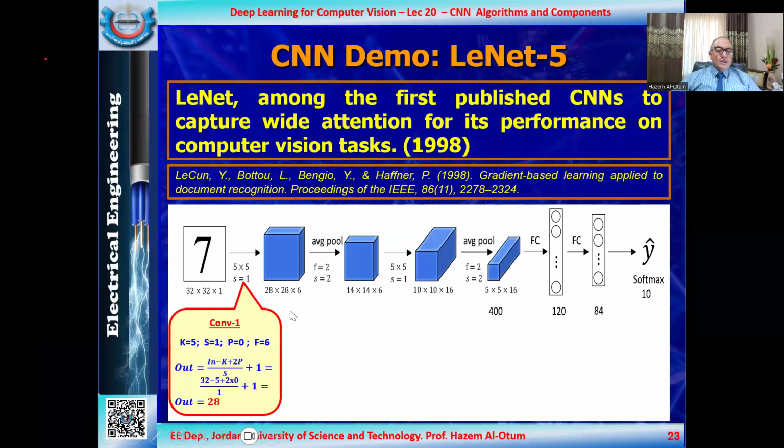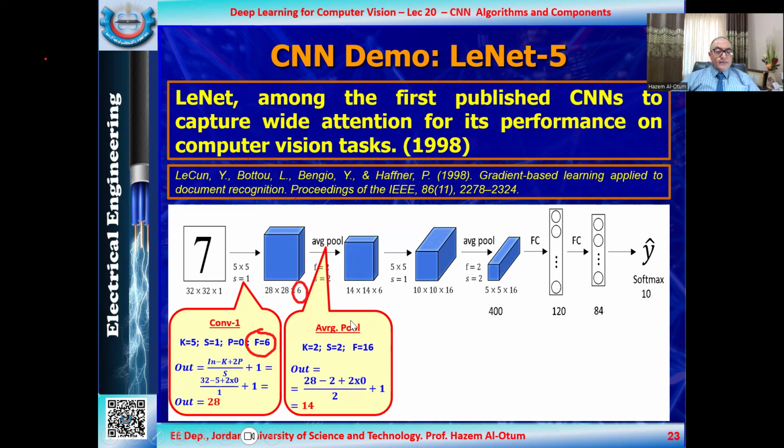So here we have a convolution operation, k equals 5, stride of 1, padding 0, and the number of filters equal to 6. So the output, according to this equation, is the input size n, which is 32, minus k, which is 5, plus 2 times 0, over the stride of 1, plus 1. This will give us 28 by 28. And the number of filters, be careful with this, is defined from the beginning to be 6. So the size will be 28 by 28 by 6 layers.